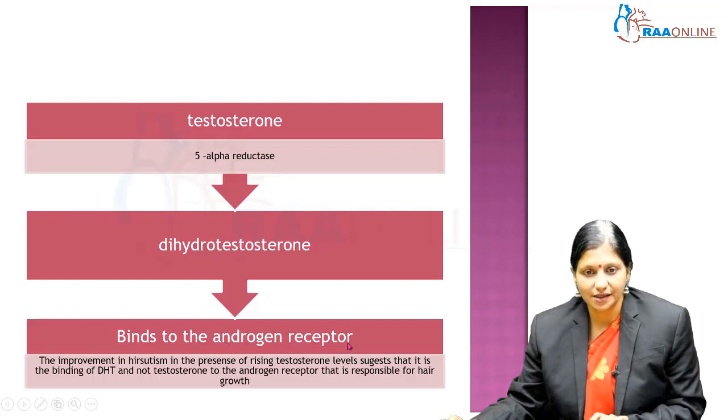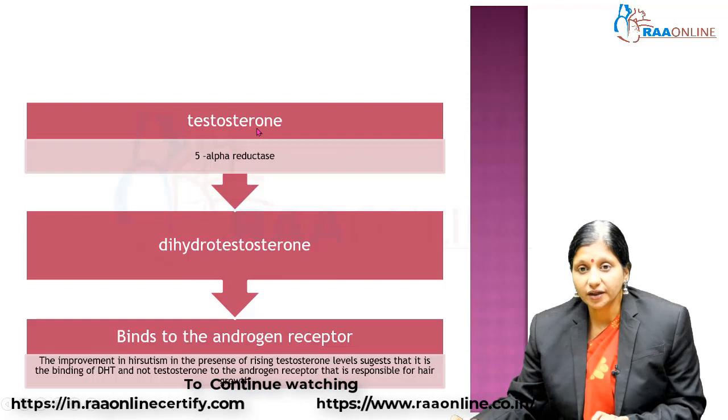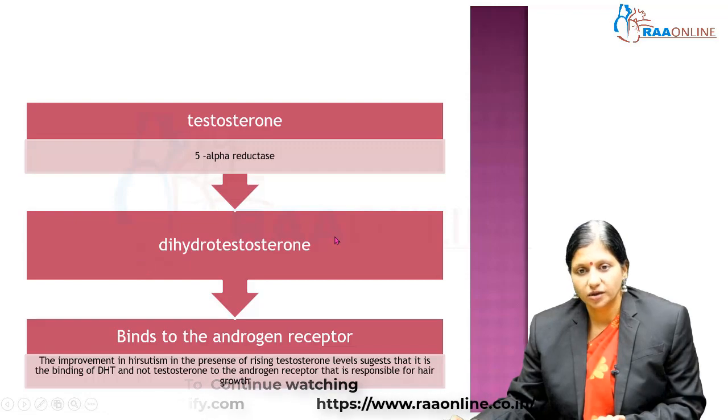Dihydrotestosterone binds to the androgen receptors and this causes the hair growth. Sometimes when we give a patient 5-alpha reductase inhibitors, her serum testosterone will be high, but her dihydrotestosterone levels will go down and her hirsutism will respond. So her hirsutism will regress. Even if the testosterone levels are high, we can still get an improvement in hirsutism by giving 5-alpha reductase inhibitors, because testosterone cannot cause hair growth as it is not the biologically active form. The biologically active form is only dihydrotestosterone.